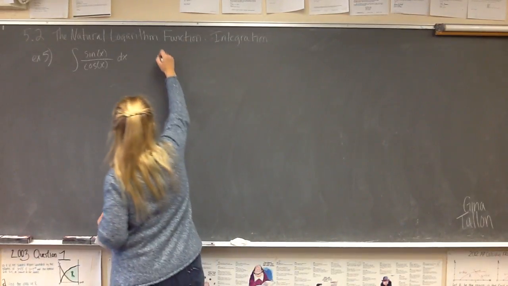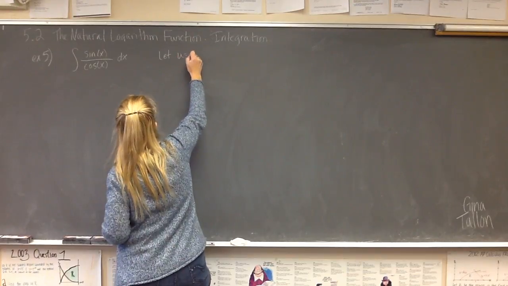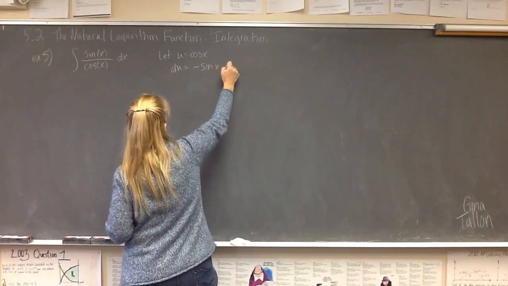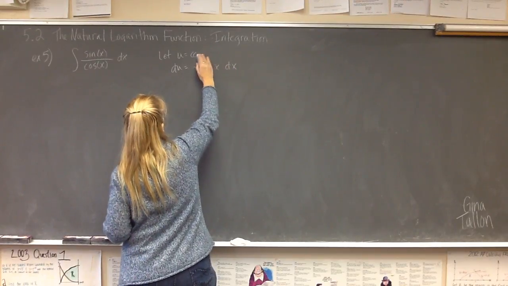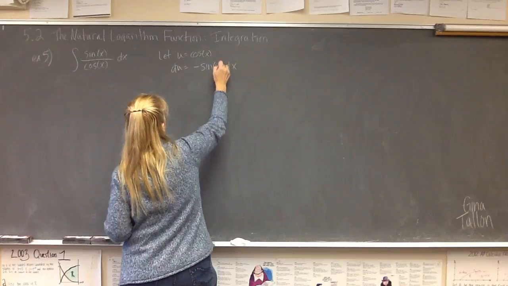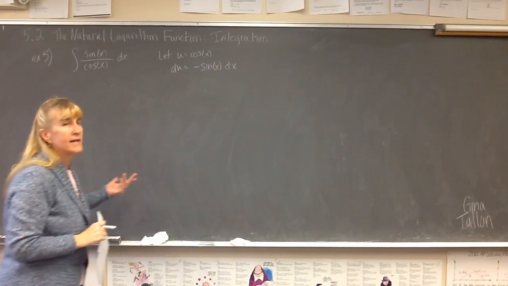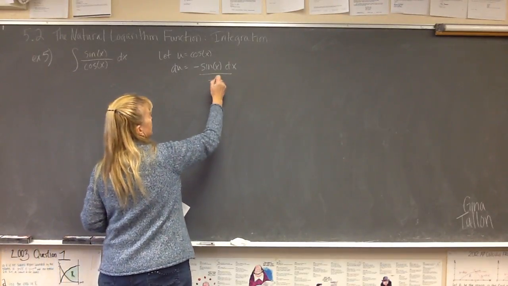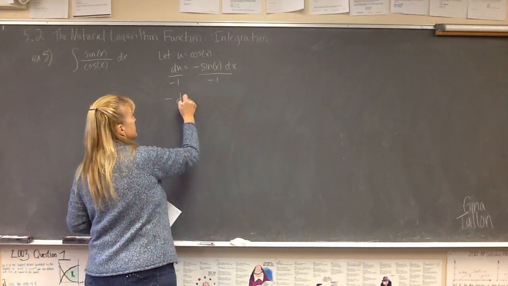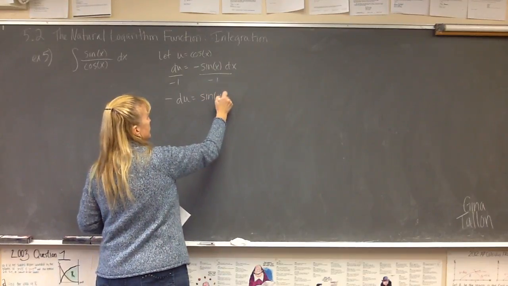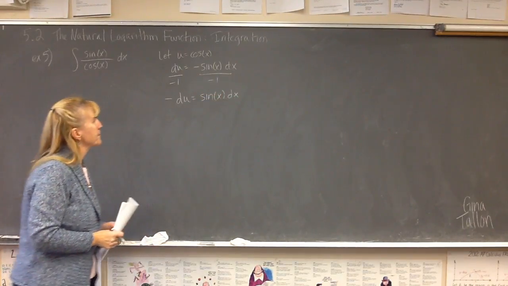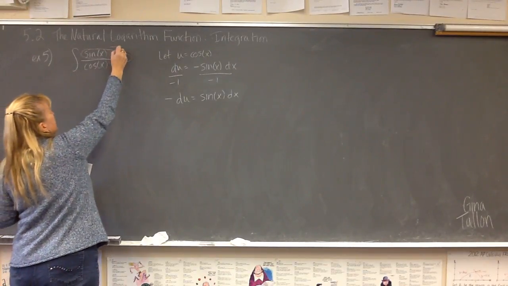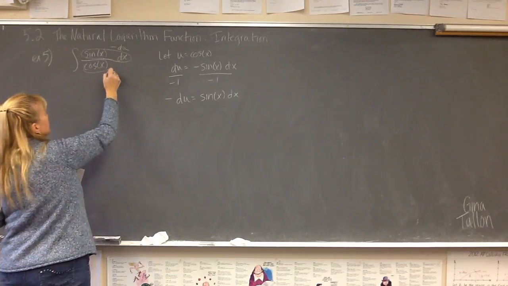Okay, so we're going to go to the side, and we're going to say let u equal cosine x. Du, therefore, is negative sine x dx. And I don't want a negative sign. There's no negative sign here, so I want to get rid of that negative sign. I'll divide both sides by negative 1, and I'll have negative du is equal to sine x dx. Okay, so up here, I have my sine x dx becomes a negative du, and I have my cosine x is my u.